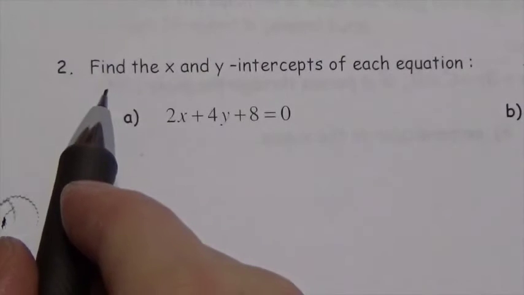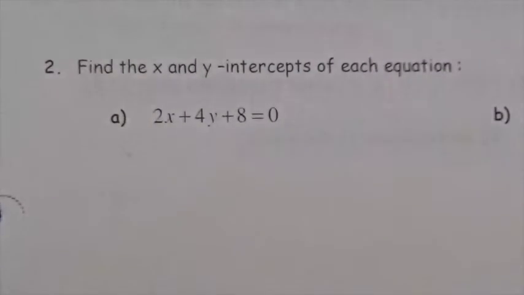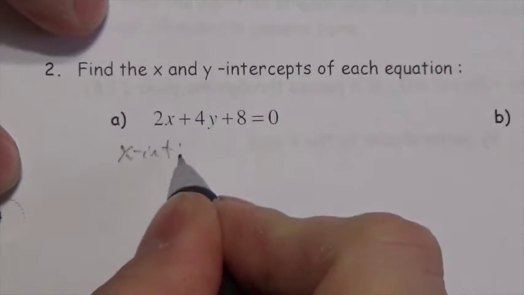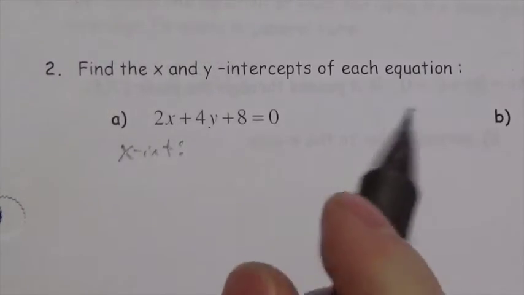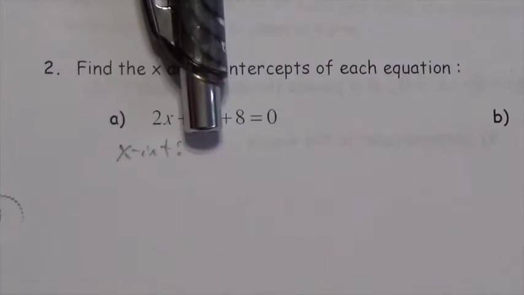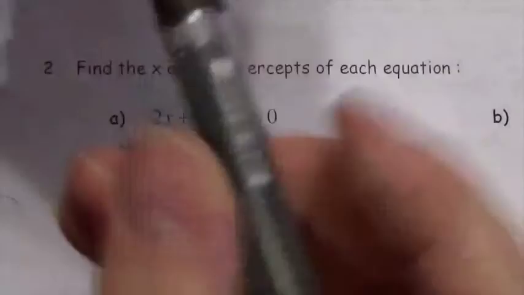All right, now this question is asking us to find the x and y intercepts of each equation, and we're given them in general form. Actually, this is very easy to do. You just have to remember that when we're talking about the x-intercept, what we imply is that the y-coordinate is equal to 0. So let's just think about what's going on here. If the y-coordinate goes to 0, that term disappears, and so we've got 2x plus 8 equals 0.